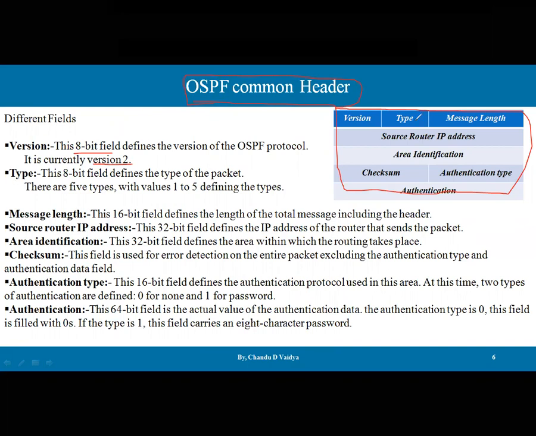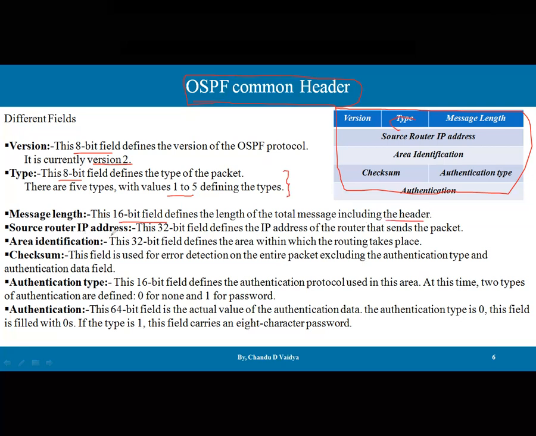Then the second field is the type. There are 5 different types of messages available, guys. This is also an 8-bit field, and its value will be 1 to 5: the hello packet, the database description packet, the request packet, the acknowledgement packet, and the update packet. We have separate videos on those packets, so do watch those also. Then message length. This is a 16-bit field that defines the length of the total message, including the header.